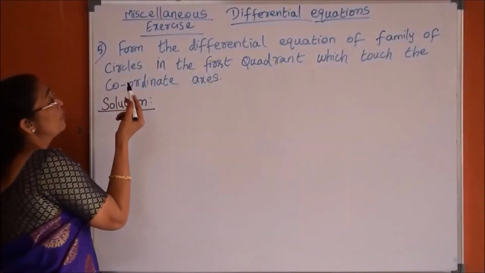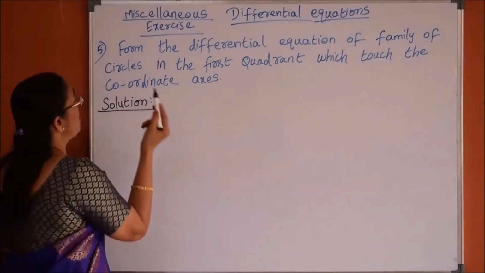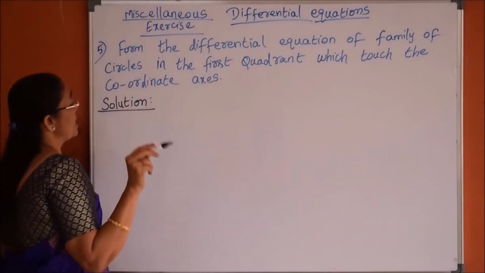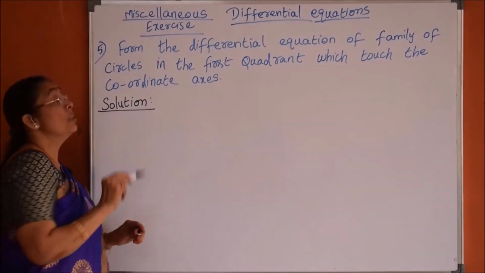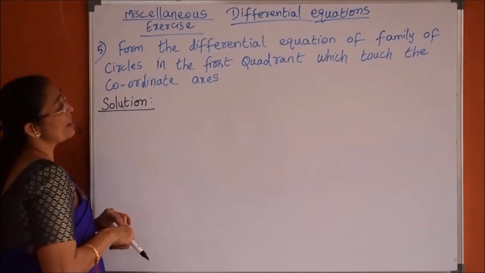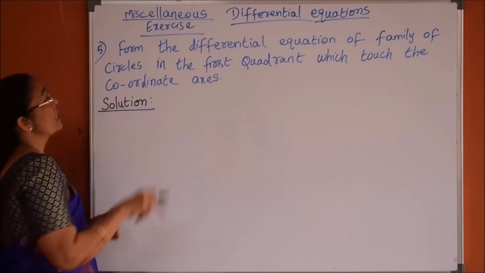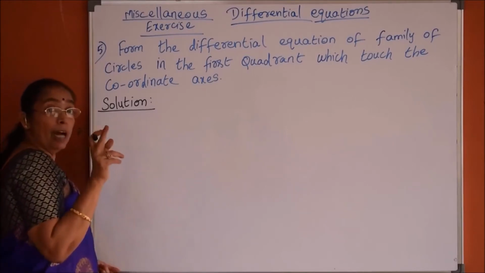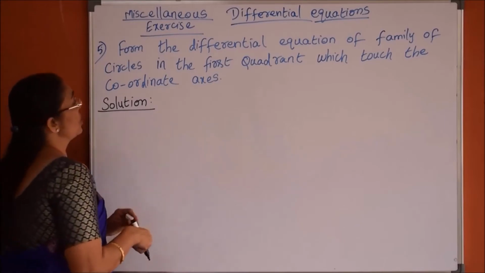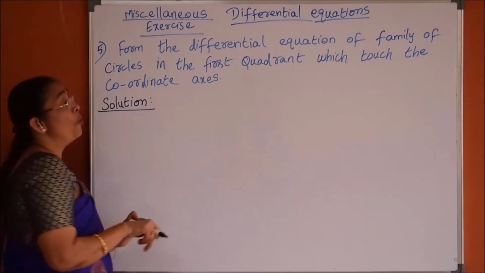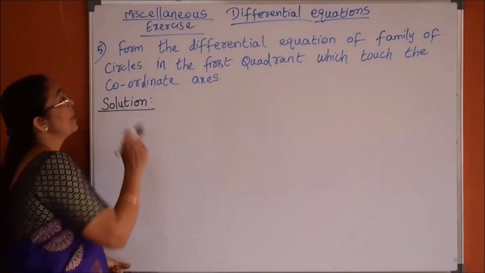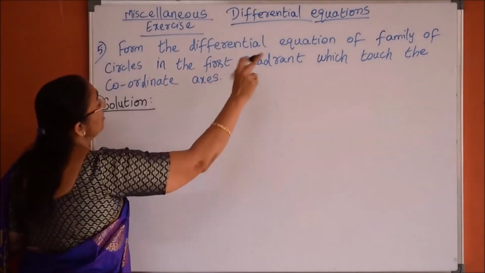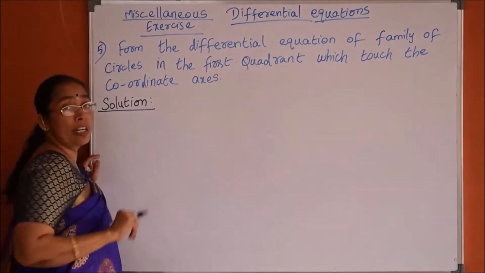Fifth one, form the differential equation of the family of circles in the first quadrant which touch the coordinate axes. So first we have to frame the equation. The equation is a circle equation, a family of circles, so we will have arbitrary constants. Let us see how many arbitrary constants we will have. And again, the conditions given are: in the first quadrant, which touch the coordinate axes.